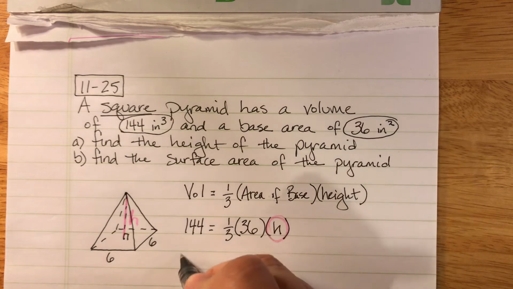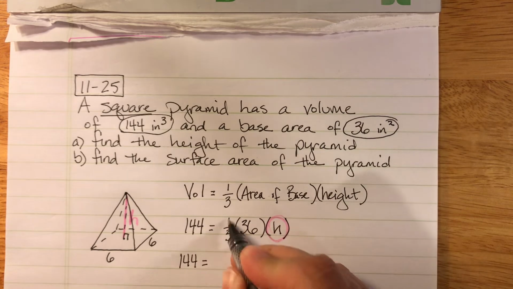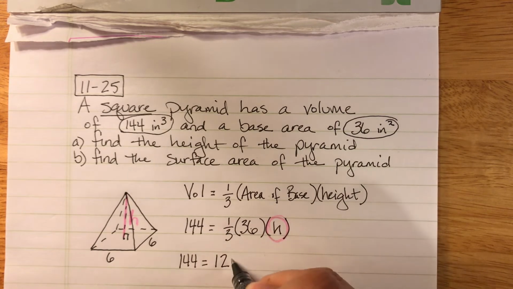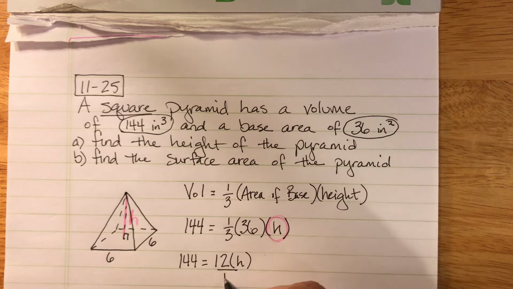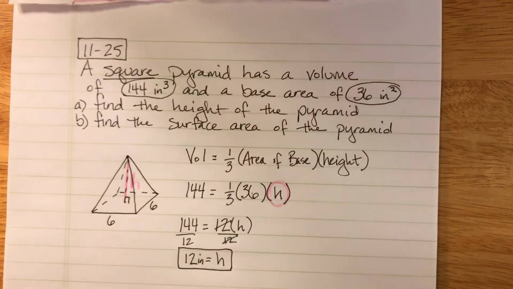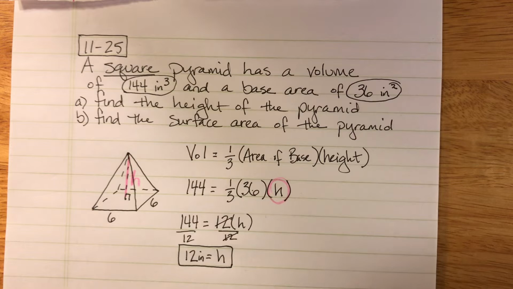So I'm going to do 144 equals 1/3 of 36, which is 12, times the height. Divide both sides by 12, and I get that my height is 12 inches. So there is how I'm going to find the height of my pyramid. That's part A. Now part B, we're finding the surface area.